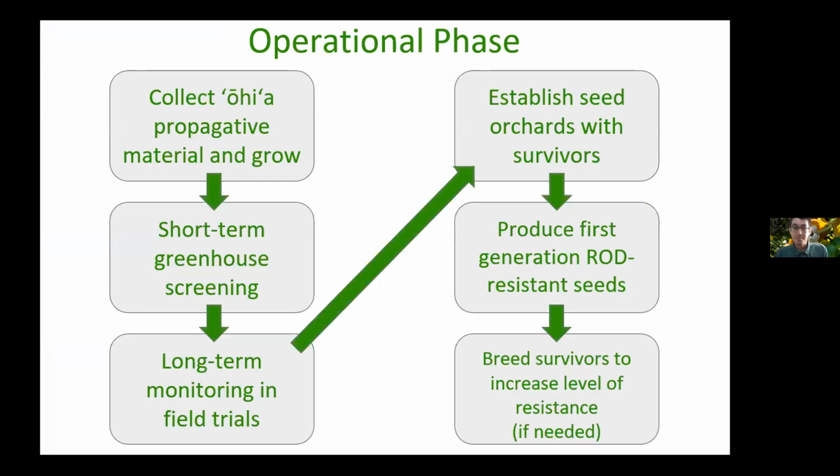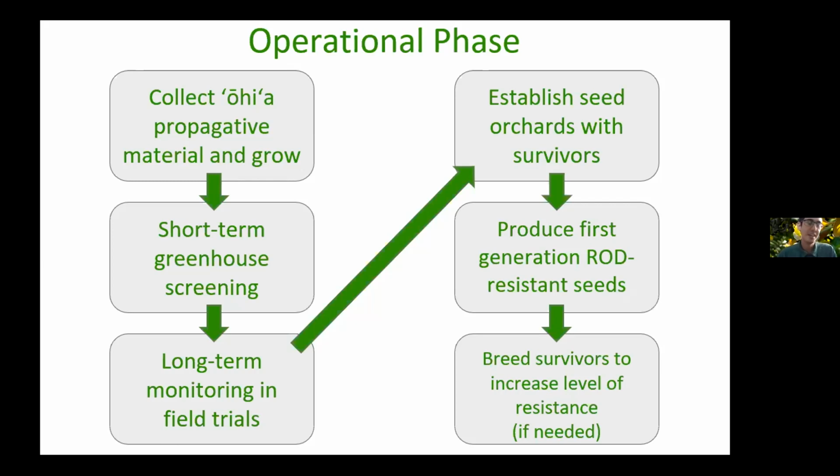So the next phase built upon that information is the operational screening phase. And there's a bunch of different steps involved with this. So it starts with collecting, of course, the Ohia propagative material to grow and test. There's a bunch of different ways that we started doing that, which I'll explain in a little bit. But this is one of the most time-consuming parts of the whole process, because as you folks know, Ohia takes a long time to grow. It's on its own time. And so any way we can speed up that process is great, as well as just trying to get as much as we can from as many places as we can.